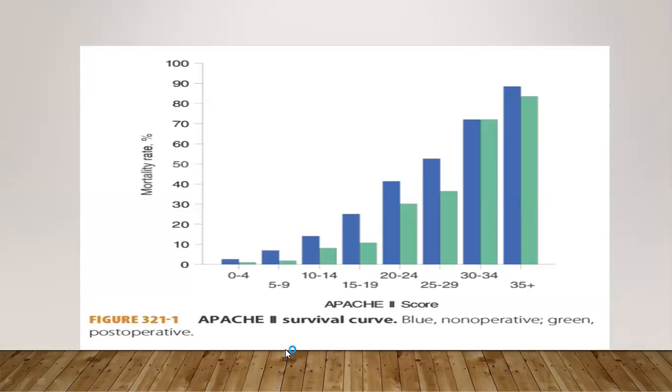This image or graph shows you the survival curve. The blue bar is non-operative, whereas the green bar is post-operative. It means that the higher the APACHE score, the higher the mortality rate.